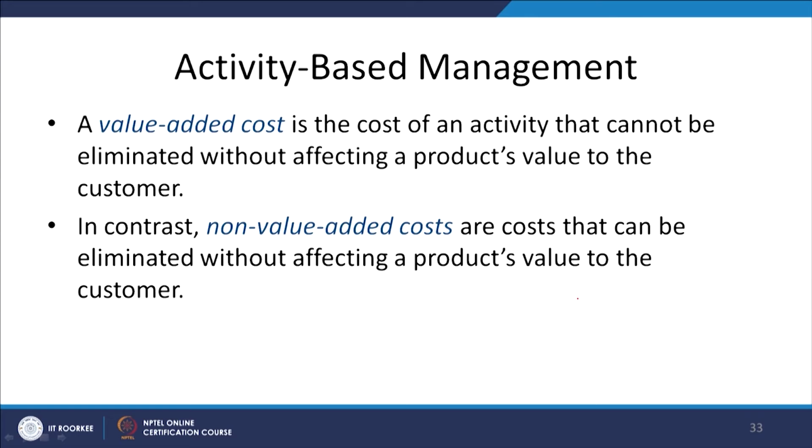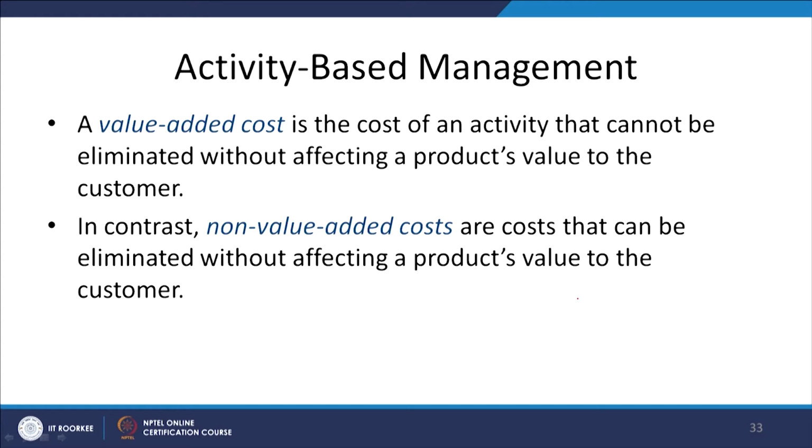Now, furthermore about ABM, activity based management. A value added cost is the cost of an activity that cannot be eliminated without affecting a product's value to the customers. You are performing some special function to create a product which is ordered by the customer himself. I do not want to buy the black pen, I want to buy the red pen, and manufacturing the red pen has a different cost as compared to manufacturing the blue and black pens. So, why should I not charge my customers for the additional value I added to his product?